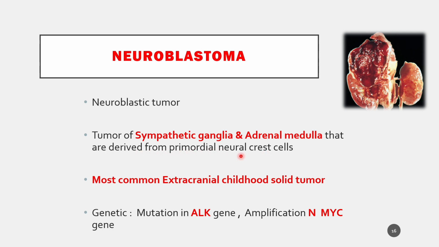So this tumor arises from the primordial neural crest cell, and it is a tumor of sympathetic ganglia, or it is seen in the adrenal medulla. In the adrenal medulla it is commonly seen, and it can be seen in sympathetic ganglia, derived from the primordial neural crest cell, which is a stem cell. It is the most common extracranial childhood solid tumor, and the common genetic mutations associated are ALK gene mutation and amplification of the MYC gene. This MYC gene leads to excessive nuclear transcription, right? So amplification and overexpression of this gene lead to overgrowth of cells, and that's why neuroblastoma arises.